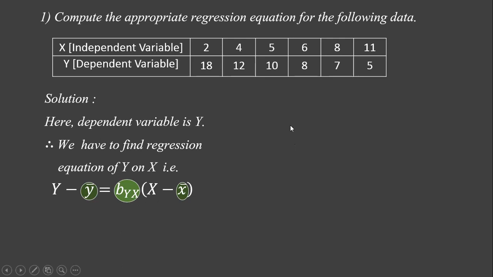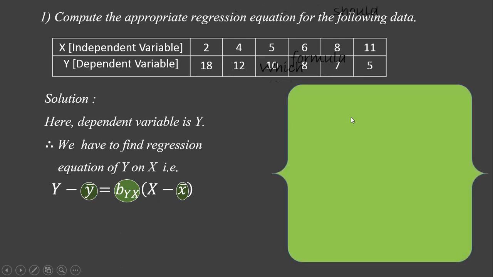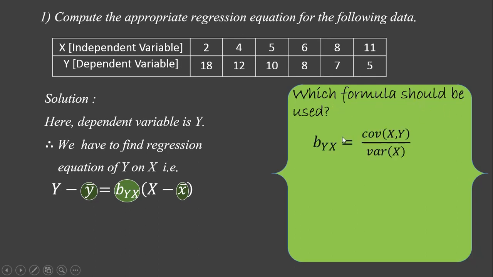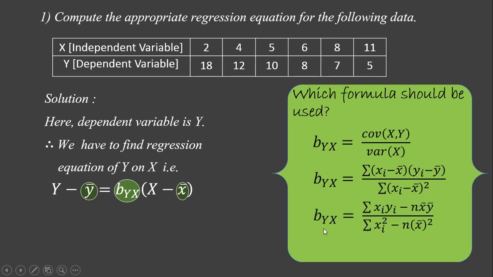So now for byx, which formula should be used? Here we have these three formulae. Byx is equal to covariance between x and y upon variance of x. The second formula is byx is equal to summation xi minus x bar into yi minus y bar upon summation xi minus x bar whole square. And the third is byx is equal to summation xi yi minus n into x bar y bar upon summation xi square minus n into x bar square.